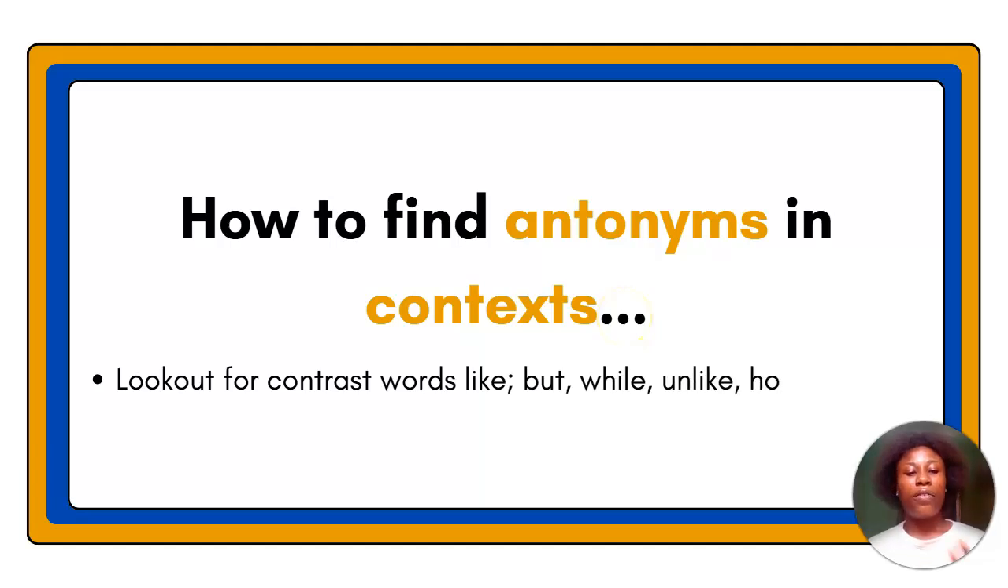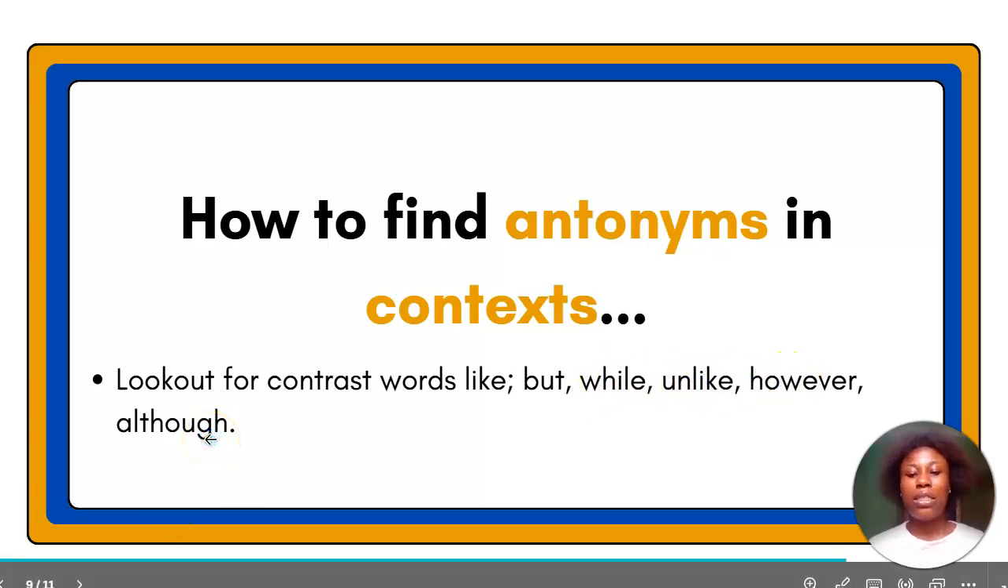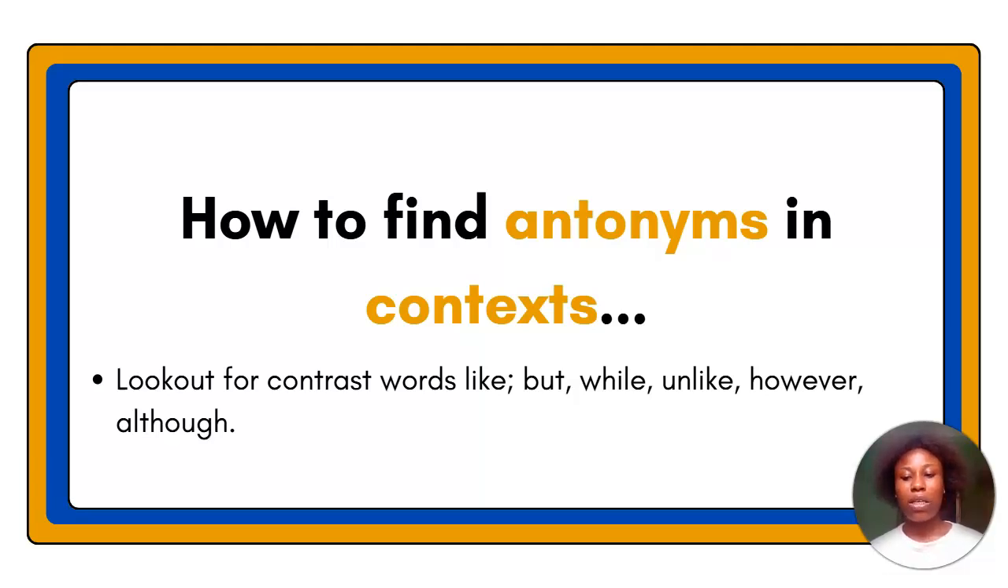So the first thing you need to do is look out for contrast words. What are contrast words? Words like but, while, unlike, however, although. These words show contrast. So when you have a sentence that is talking about one thing and before you know it, it says but, that means there is an antonym there. So you need to pay attention. Okay? So let's have a look at antonyms in contexts.